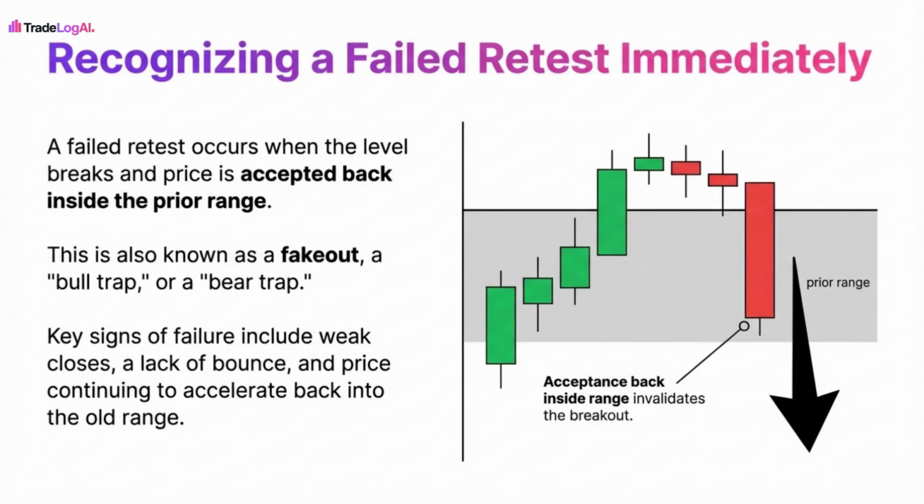A failed retest is defined by acceptance back inside the prior range. If price re-enters the old range and starts closing weakly with no bounce, that breakout is being invalidated in real time. This is where bull traps and bear traps form, so your job is to recognize failure early and stop treating it like a continuation.